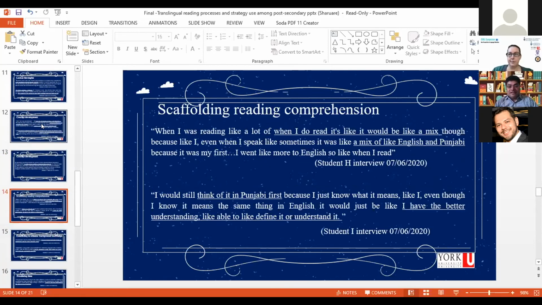In terms of scaffolding reading comprehension, one student shared with us: when I do read, it would be like a mix, because even though I speak sometimes, it is like a mix of English and Punjabi. Another student said, I have a better understanding, like being able to define and understand it, because I would still think in Punjabi all the time as it's my first language.